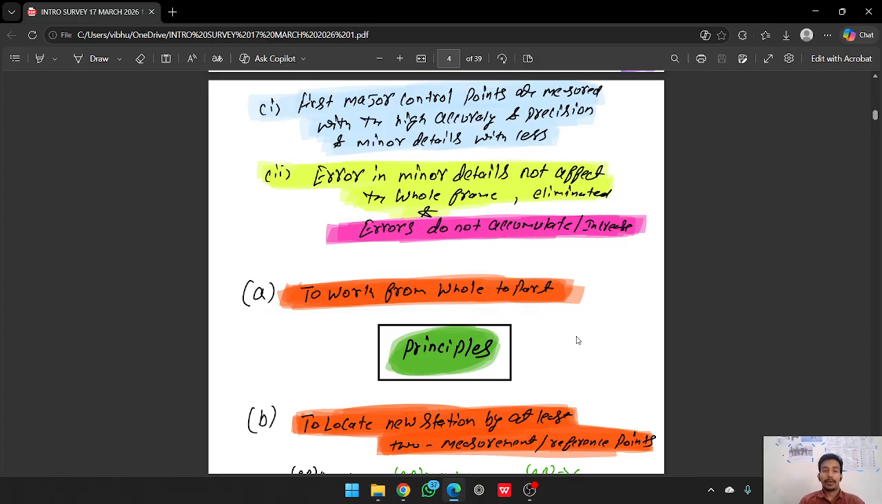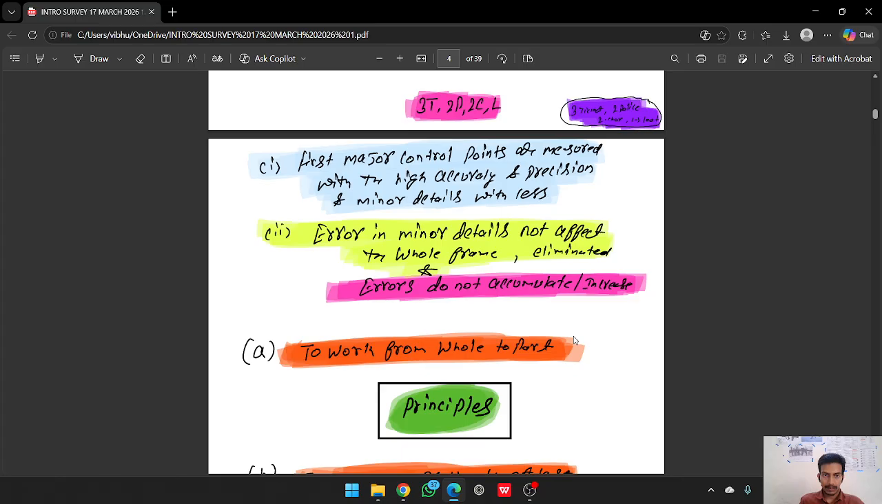Working from whole to part means first the major control points are measured with high accuracy and precision, and minor details with less. First of all we take the major control points, which allocate all the major boundary. Then we divide in with less accuracy and precision.